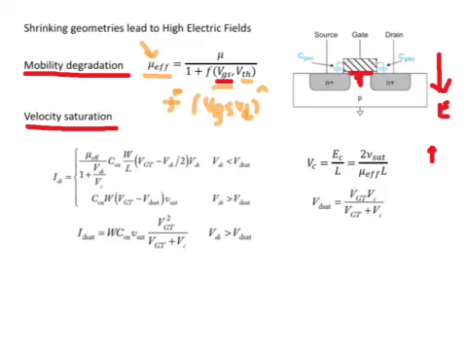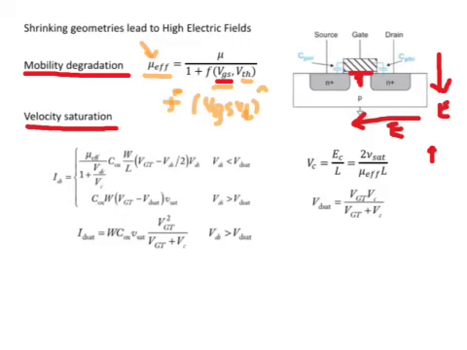The second effect is velocity saturation, which arises from E fields applied in the drain to source direction. So an E field applied along the lateral dimension of the channel impedes the motion of the free carriers across the channel, because as the E field increases, the velocity increases, and there will be more scattering of the electrons or free carriers as they progress across the channel, and this gives rise to increased phonon scattering.